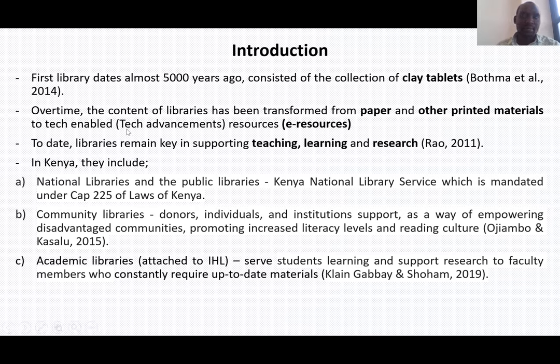So in Kenya, we basically have three broad categories of libraries. We have the national libraries, which are controlled by what we refer to as Kenya National Library Service, mandated by the Kenyan law, specifically in CAP 225 of the laws of Kenya. Secondly, we have the community libraries, which are established in disadvantaged places to empower disadvantaged communities and people by promoting their literacy levels as well as reading culture. The third category is the academic libraries, which are attached to institutions of higher learning, serving students as well as the faculty of the institution by providing them with up-to-date materials.